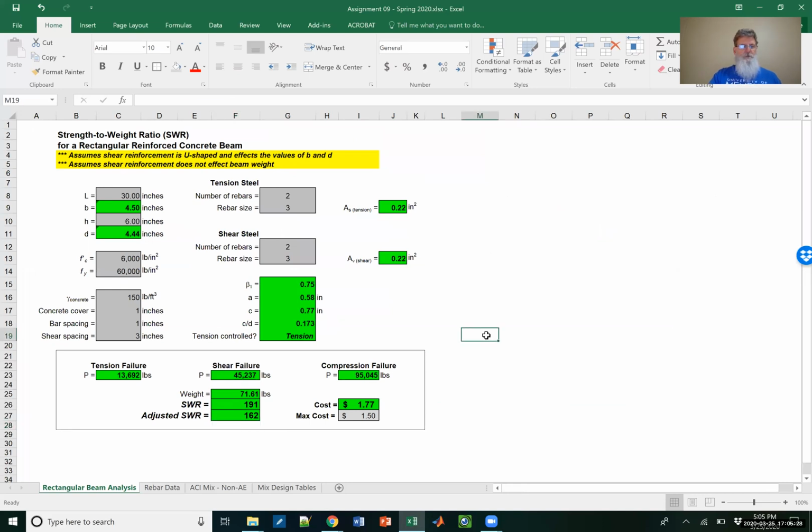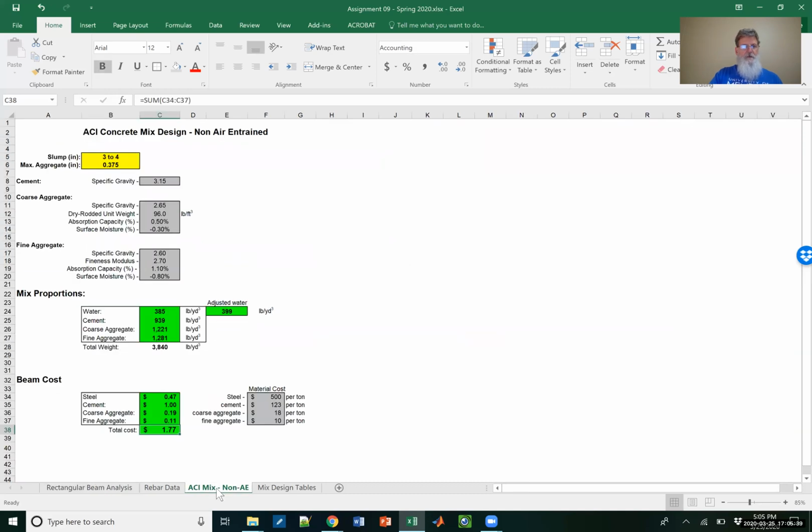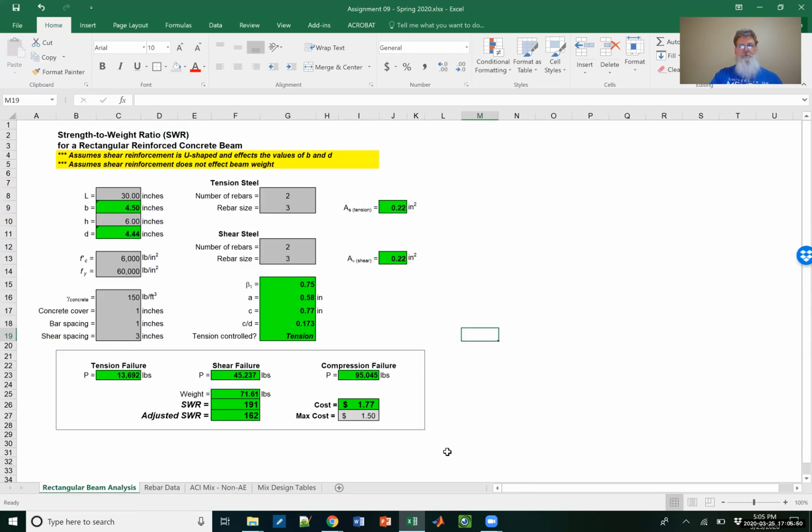So now you can see you have a spreadsheet where you can enter in your rebar and all your other dimensions and your strength. Everything here will compute. And then you can go over here to the ACI mix design sheet and put in information about your material and what kind of workability you want. This will all need to be calculated. The cost gets ported back to the main sheet, and you have that.